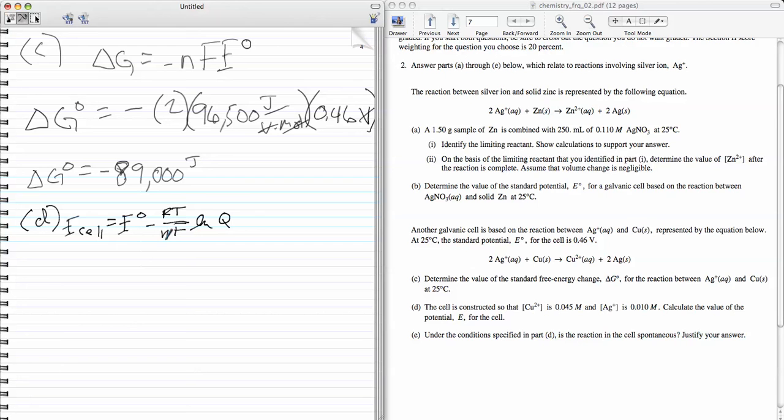So that's kind of a complicated factor there, so pay attention to a few things there, and keep track of units, but if you take a little time, it should work itself out. So energy of the cell is what we're solving for. Okay, and so we already have our standard E, which was 0.46.